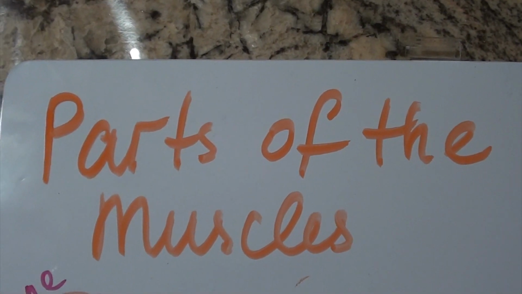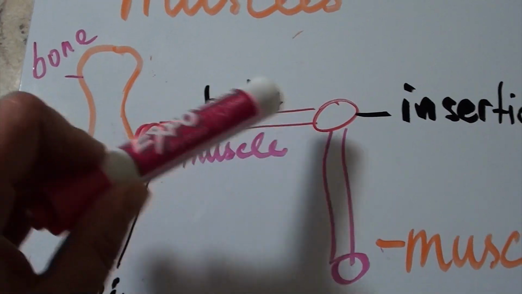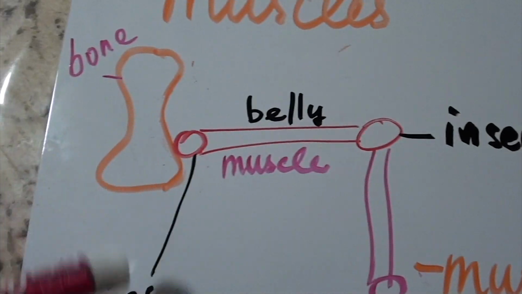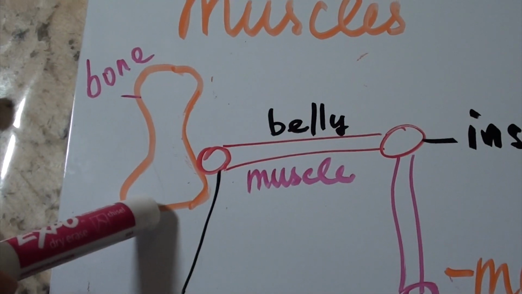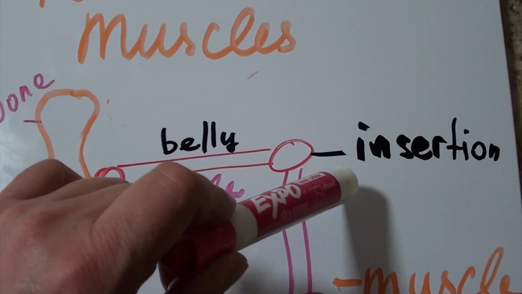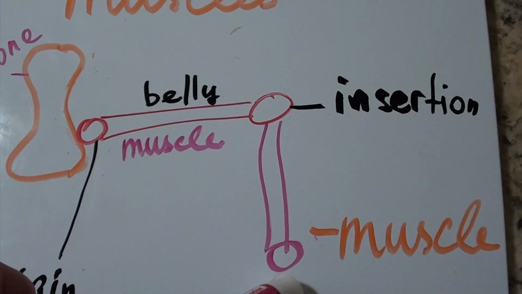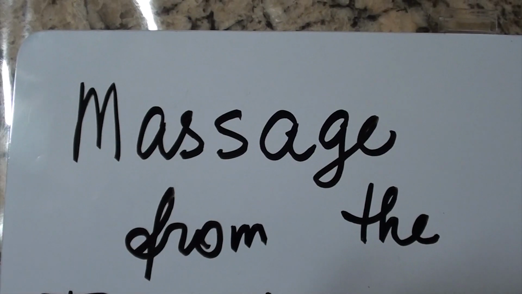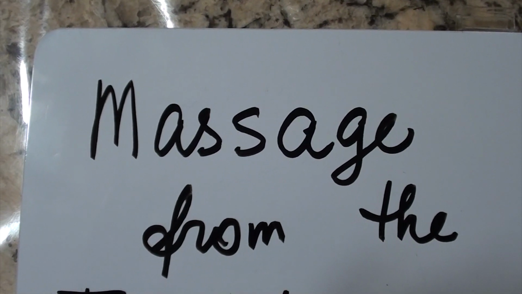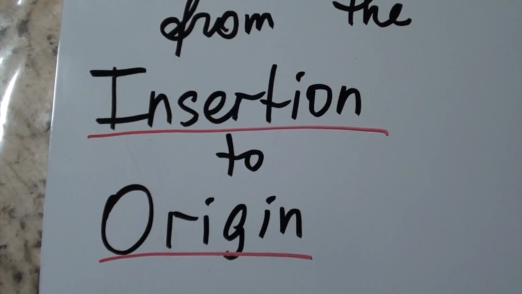Parts of the muscles are origin, belly, insertion. The origin is attached to the bone. The belly is the middle part. Insertion could be free or could be attached to another muscle. If asked, how do you massage? You massage from the insertion to the origin.